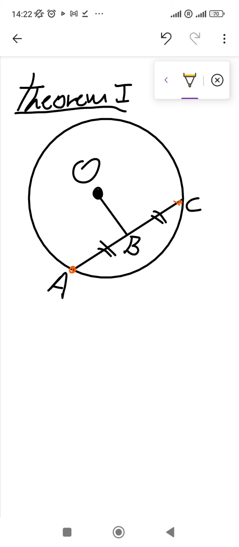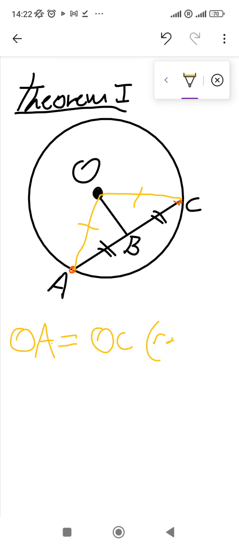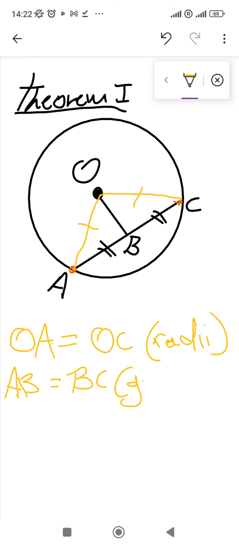So again, we'll do our construction. We'll fill in these lines. Again, they are radii. So let's say that OA is equal to OC. Our reason for this is radii. Then let's also say AB is equal to BC. The reason for that is given. So in this case, that information was given to us.